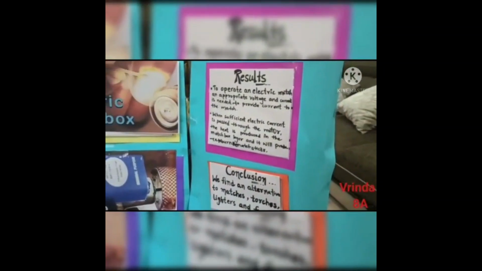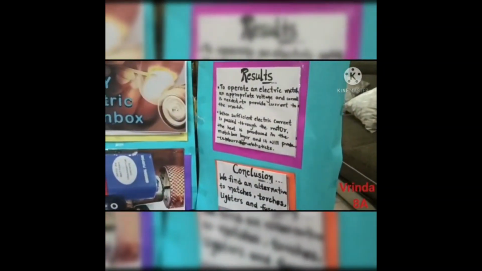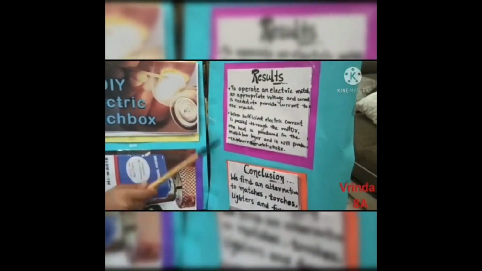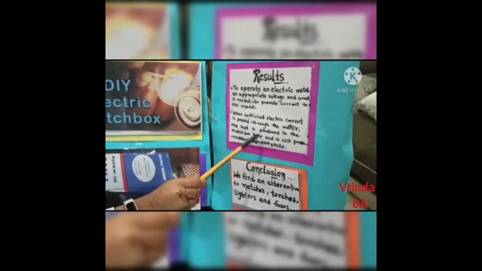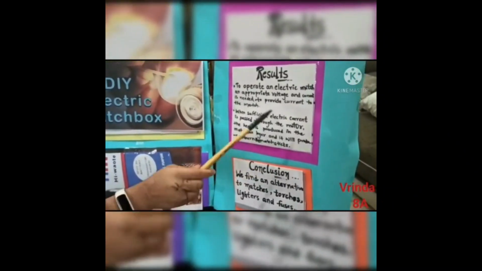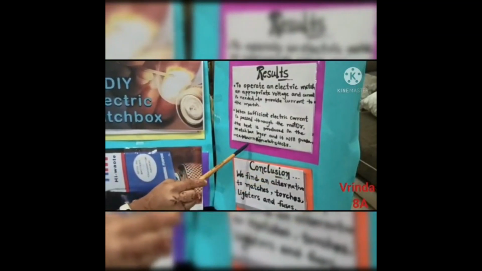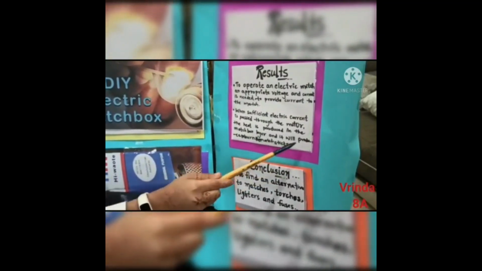The results are to operate an electric match at appropriate voltage and current is needed to provide current to the match. When sufficient electric current is passed to the motor, the heat is produced in the matchbox layer and it will provide to burn the electric switches.